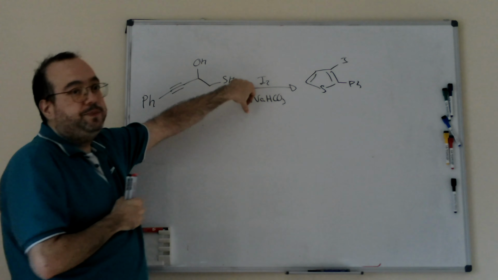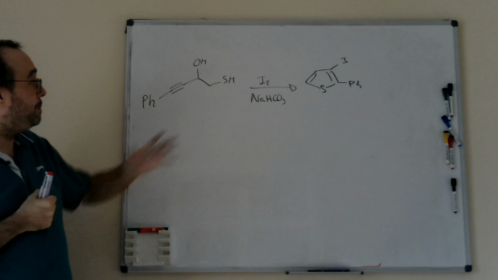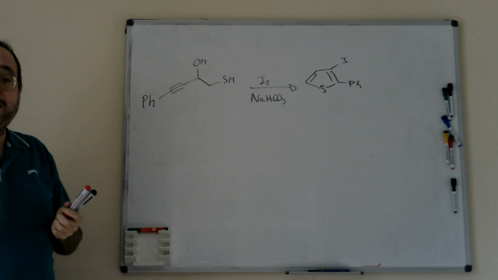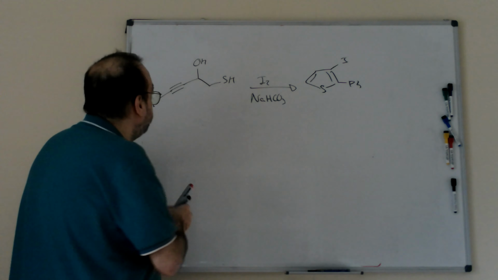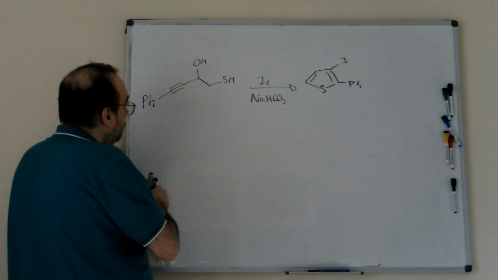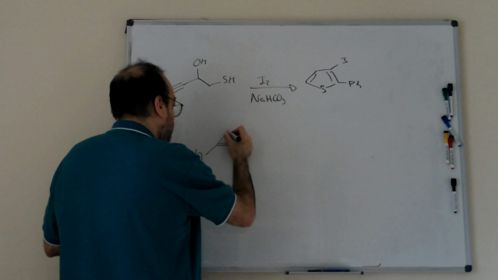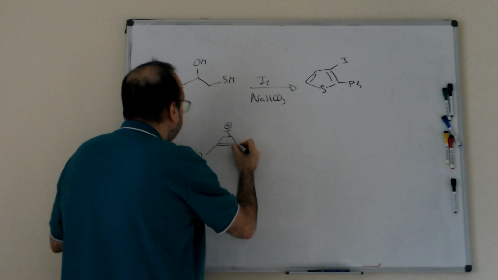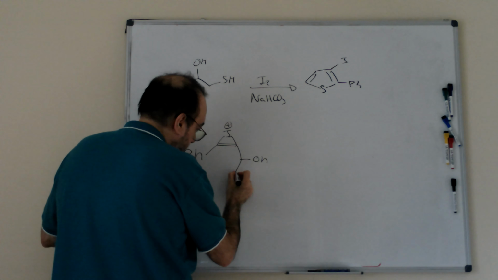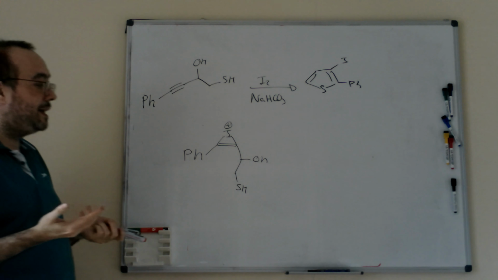We add iodide. Iodide, we know that it reacts with double bonds to form the iodonium ion. But basically, we can do the same here. That means the triple bond is reacting with the iodide to form this intermediate, this iodonium ion. Okay? And now what is happening?